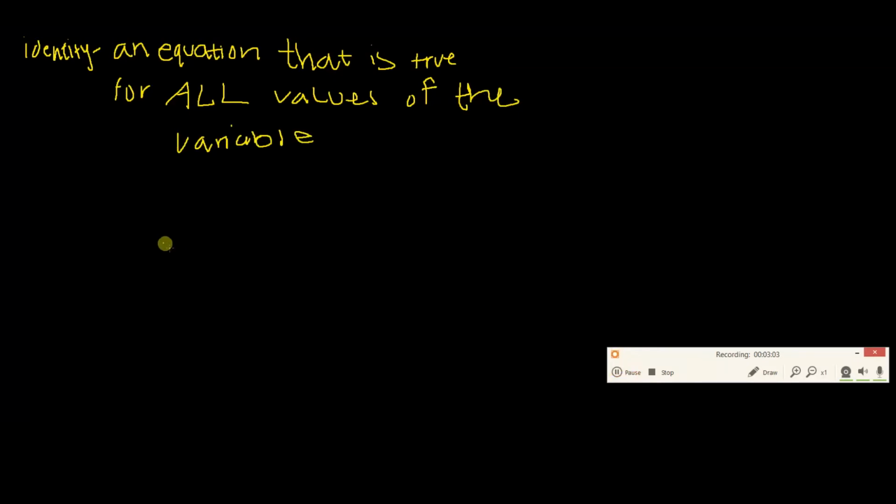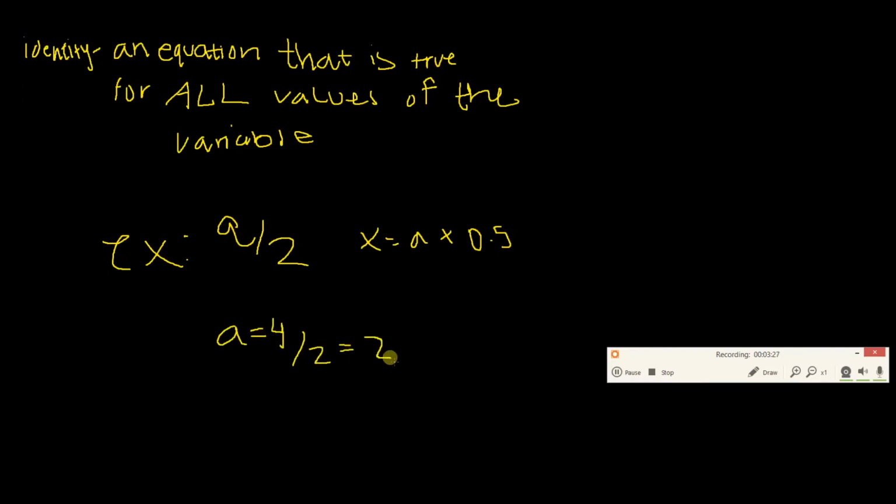An example of an identity would be, as you can see here, a divided by 2 is equivalent to x equals a times 0.5. So if a equals 4, 4 divided by 2 equals 2, well then 4 times 0.5 is also equal to 2, which is an identity. Let's go on to the next term, shall we?